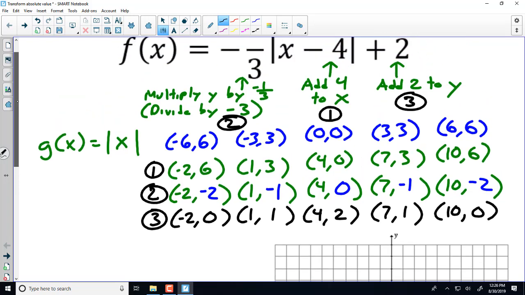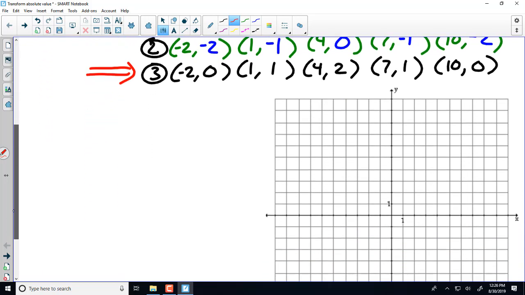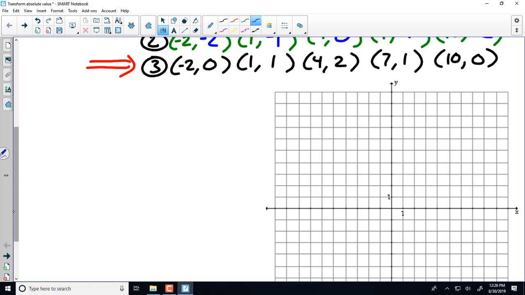What you should do with these problems, if you have extra time, is take some of these ordered pairs, plug the x value into your modified function, and make sure you get the proper y value. It's just a good thing to do to check your work. All right, let's plot our points on the graph. So I've got (-2, 0). Easy enough. I've got (1, 1). Okay. I've got (4, 2), right up there. I've got (7, 1) and (10, 0).